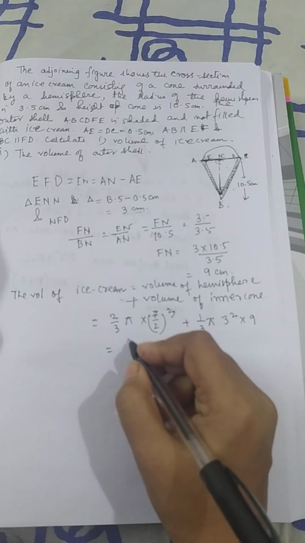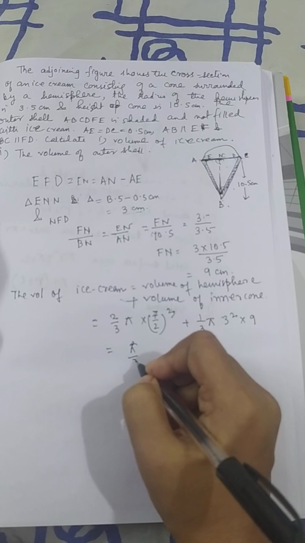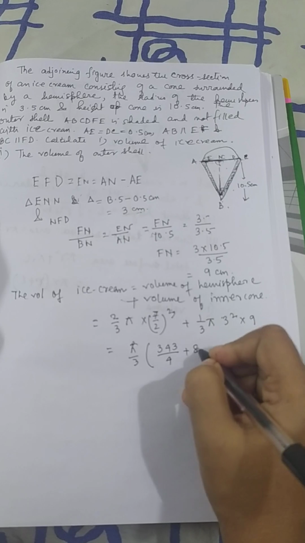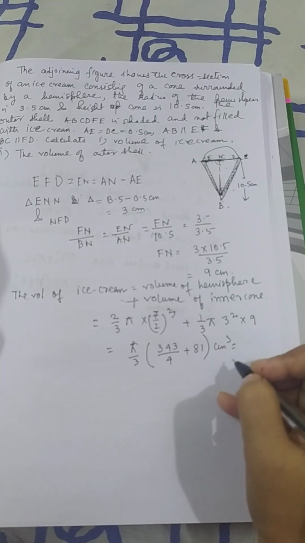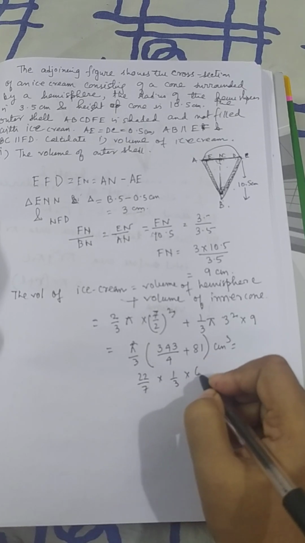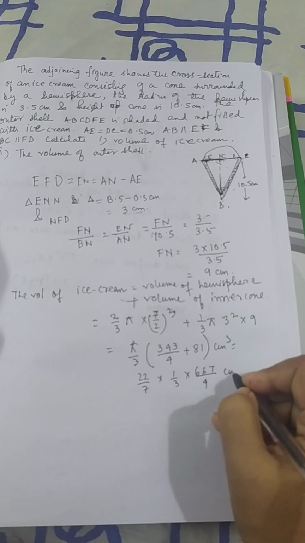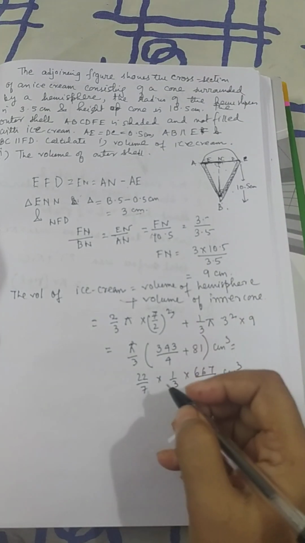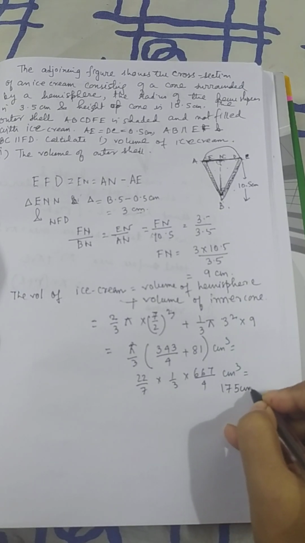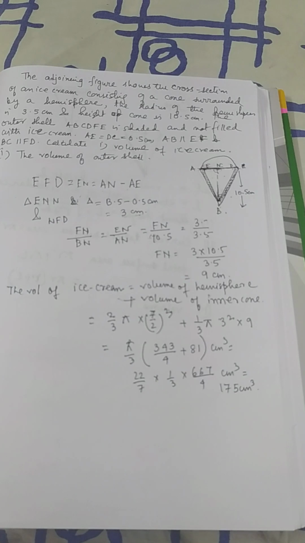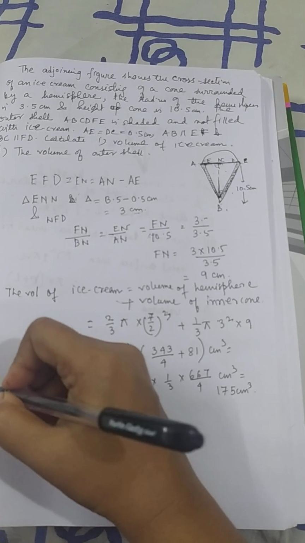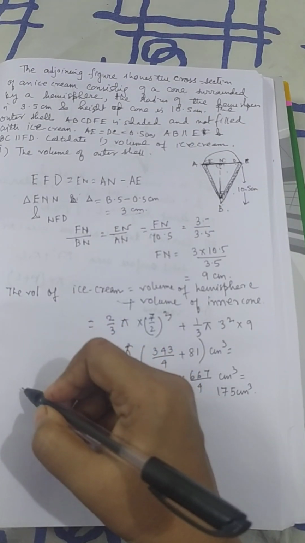If I take pi as common, 1/3 of pi, so pi by 3 into 343 by 4 plus 81 centimeter cube, that is equal to 22 by 7 into 1/3 into 667 by 4 centimeter cube, which will come to nearly 175 centimeter cube. Okay. Now the volume of the ice cream we have found. Now I have to find the volume of the biscuit shell, like the second part.